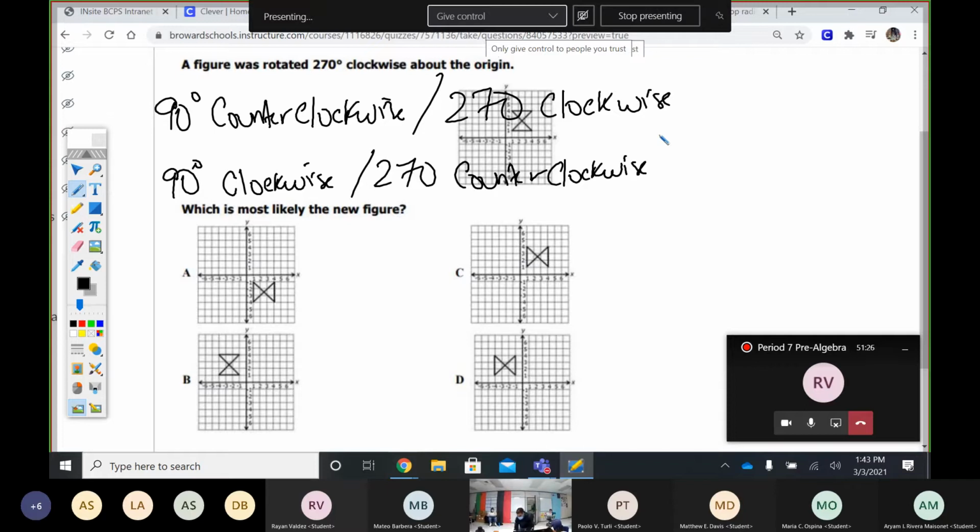Bathroom. No. How many? Just 4. Just one more time. Emma? 90 counter. I have a lot.